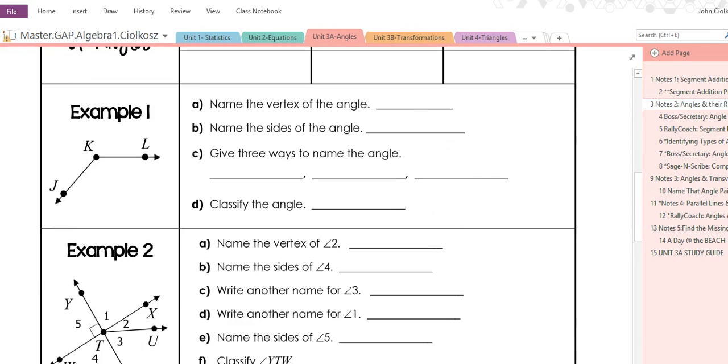So, the vertex here, this angle would be K, so we're looking at this angle. The sides would be JK and LK. And again, you could put those letters in either order. A couple of ways to name this. Let's just focus on 2. So we could do JKL or LKJ. Notice the vertex is in the middle.